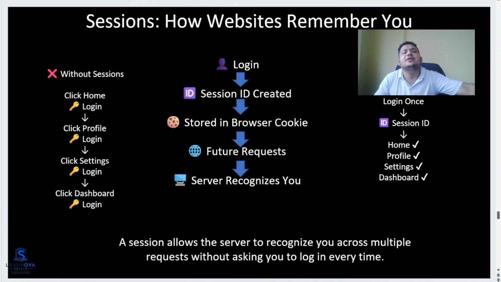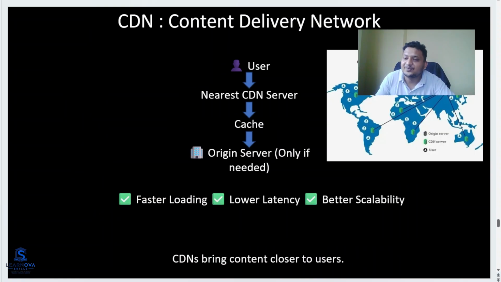Now let's look at another technology that helps websites load faster. CDNs, also known as content delivery networks. The idea is to place cached content on servers in different geographic locations. Instead of every user always requesting content from one origin server, a user may receive cached content from a nearby CDN server. This can improve loading speed, it can reduce latency, and can help applications handle a large number of users. Thus, a simple idea is CDNs bring content closer to the users.